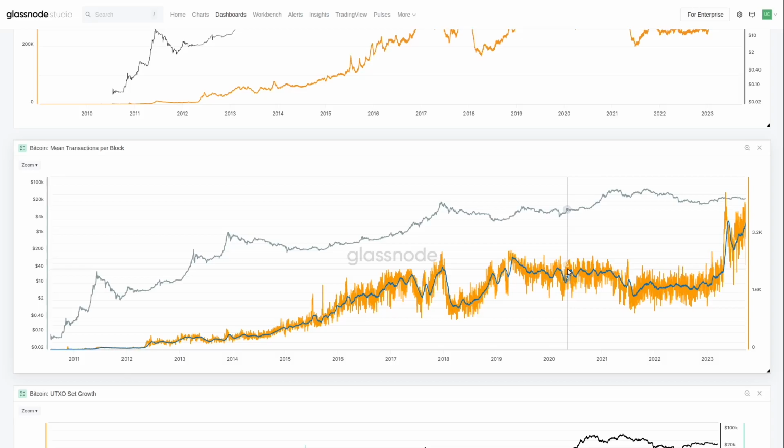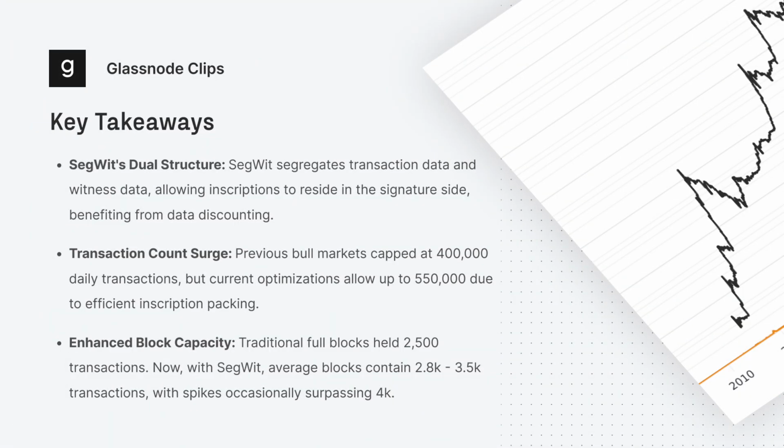When a block was full, you had somewhere between 2,500 and 2,200 transactions. Well, we've blown that up by more than 50% if memory serves. Over 3.2, we got up to over 4,000. So we're almost doubling the amount of transactions that can fit in. But remember, this is all within the same block. It's the same construction of the block, but we can fit more of these things in because of the SegWit data structure and the way that these inscriptions are operating.